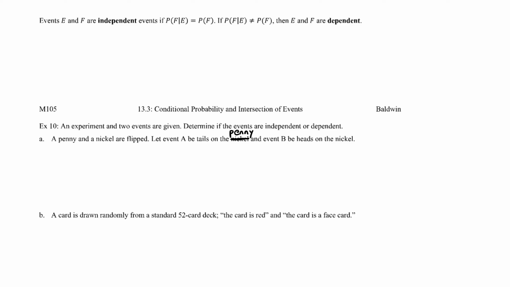However, if that conditional probability does not equal the probability of the second event, then those two events are dependent of each other. So we're going to go through a few examples of looking at pairs of events and how mathematically we can figure out if they are independent or dependent of each other.